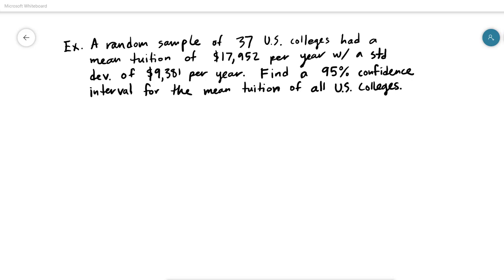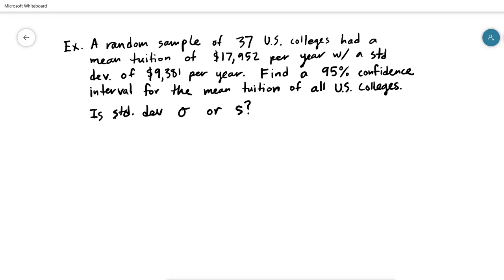So looking at this problem, we know that we're trying to compute a confidence interval. And we're trying to predict a mean because it explicitly asks for the mean tuition of all U.S. colleges. But the question is, how do we know whether or not this standard deviation that's given right here is supposed to be sigma or s? So this is the first question we need to ask. Is the standard deviation sigma, the population standard deviation, or is it s?